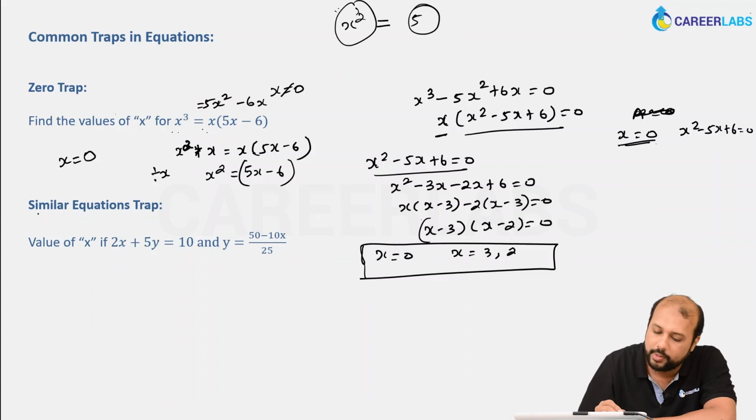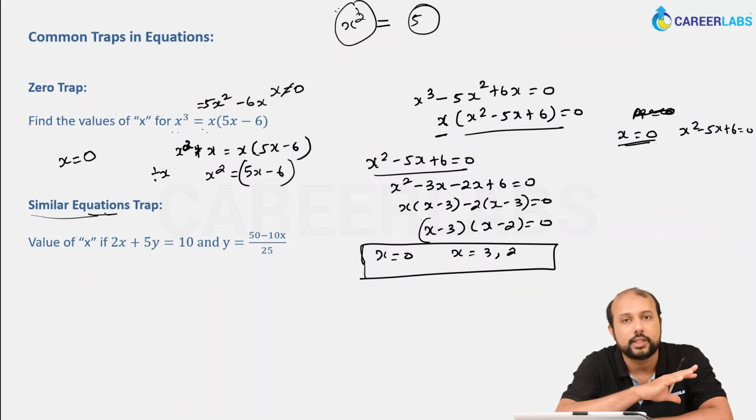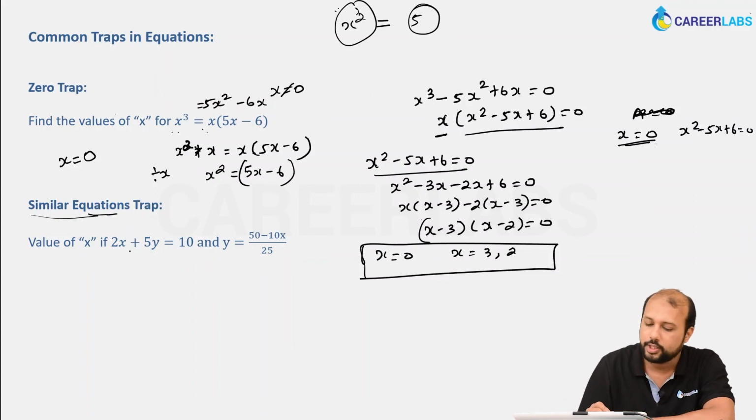As you see the name itself, similar equations. Both the equations are one and the same, but they will show it like there are two different equations. It will look like there are two different equations, but not necessarily they are two different. For an example, 2x plus 5y is equivalent to 10, y is equivalent to (50 minus 10x) by 25.